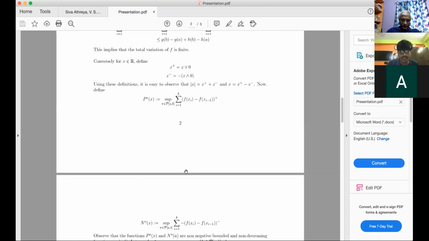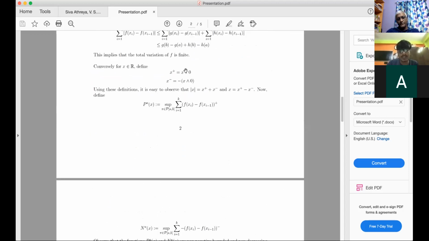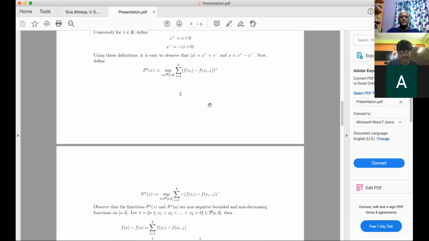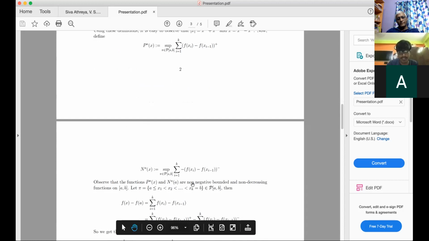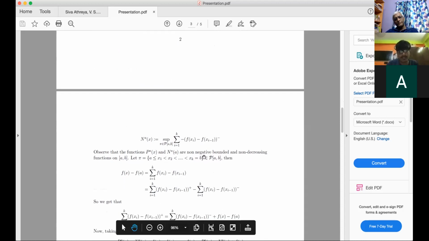Using this identity, which we have over here, we observe that both these quantities are positive. In the same way, we can say that both these functions are non-negative, bounded, and non-decreasing functions on the interval AB. Now you consider some partition of the interval AB.